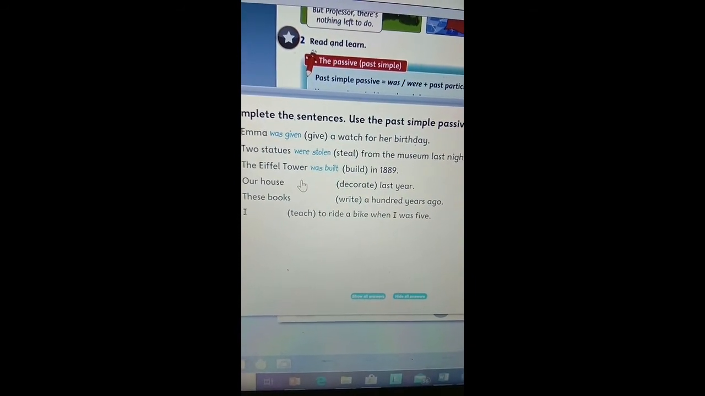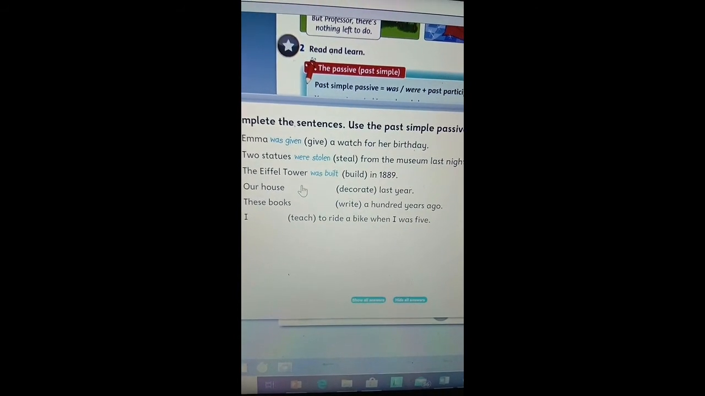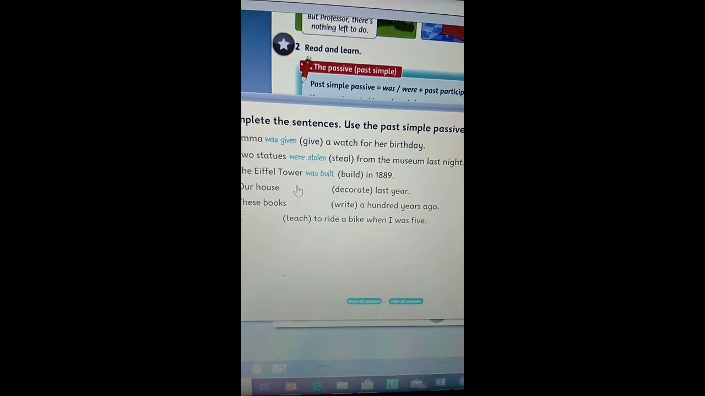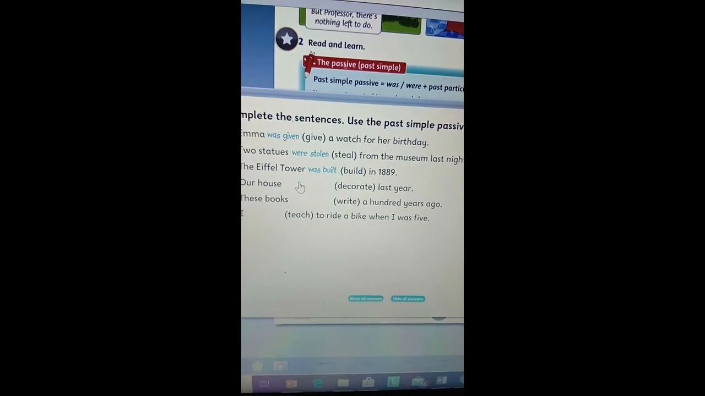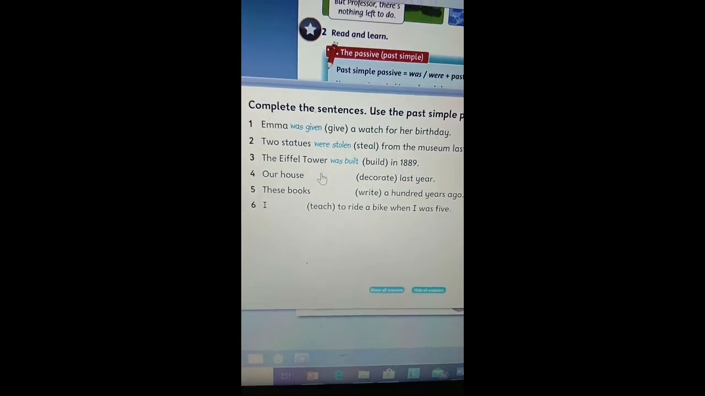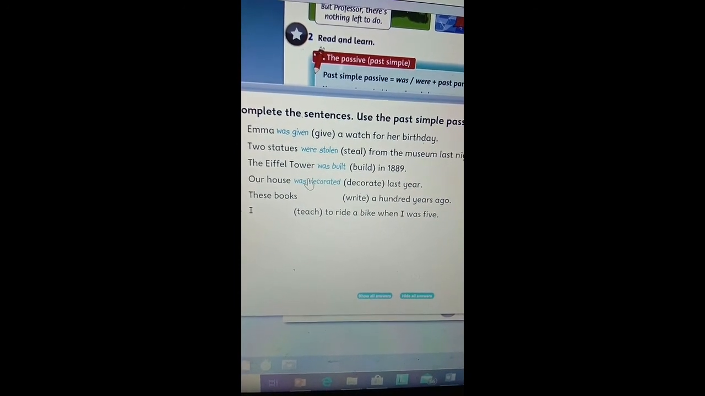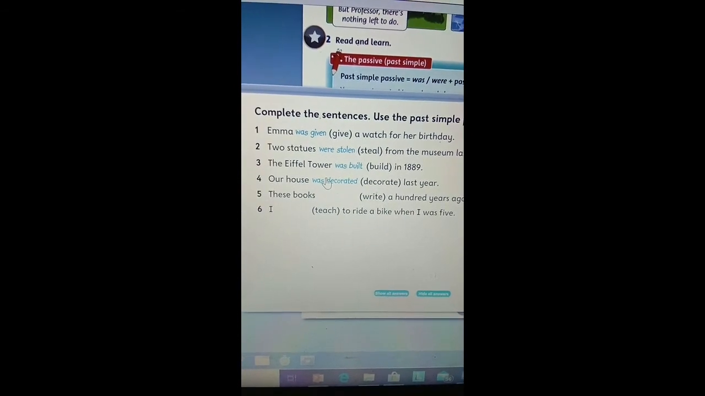Our house. So how many houses do we have? Just one, yeah? So it's singular. And then we need the verb 3 of decorate. So our house was decorated last year.